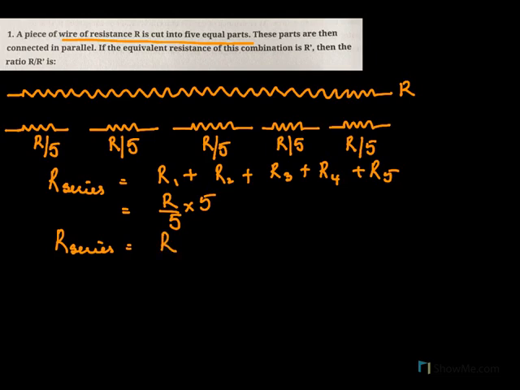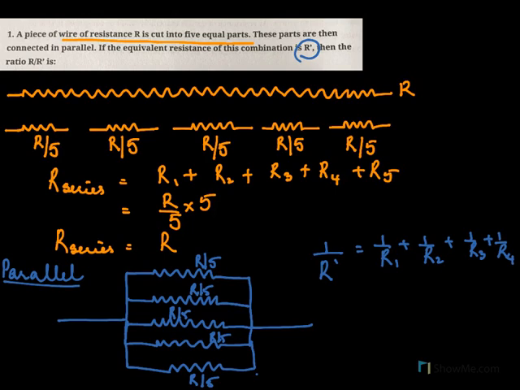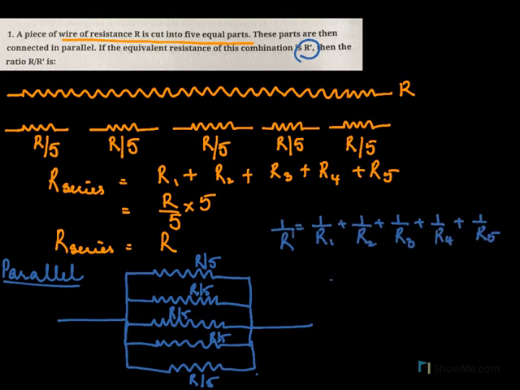Now if the same resistances are connected in parallel, what will we get? So this is now R by 5. All the 5 are now connected in parallel. Each of them is R by 5. And if they are connected in parallel, the resistance now is written as R dash. R dash will be the reciprocal: 1 by R1 plus 1 by R2, 1 by R3, 1 by R4 plus 1 by R5. And this is R dash.